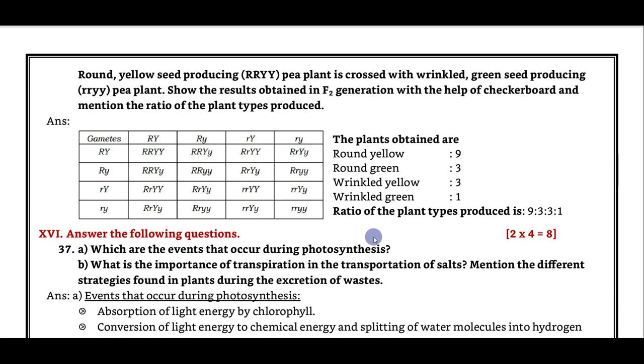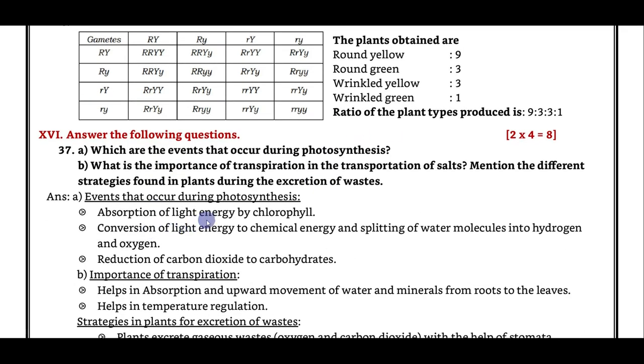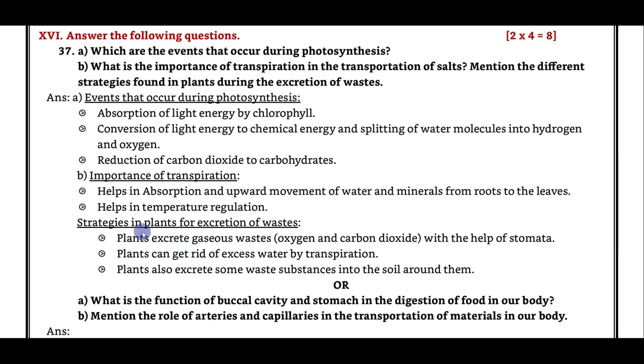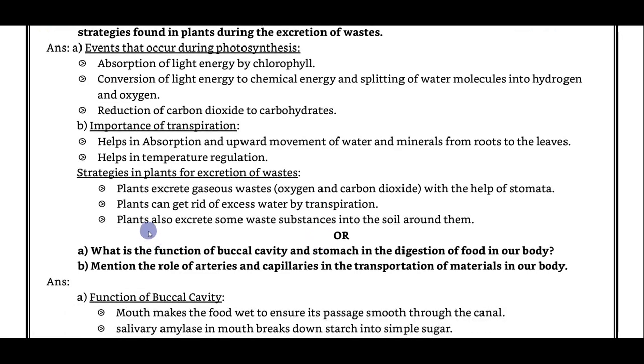Which are the events that occur during photosynthesis? Absorption of light energy by the chlorophyll, conversion of light energy into chemical energy, and splitting of water molecule into hydrogen and oxygen, reduction of carbon dioxide into carbon. These are the three events. Importance of transpiration: helps in absorption and upward movement of water and minerals from the roots to the leaves, helps in temperature regulation. Strategies in plants for excretion of waste: plants excrete gaseous waste with the help of stomata, plants get rid of excess water by transpiration. Plants also excrete some waste substances into the soil around them.